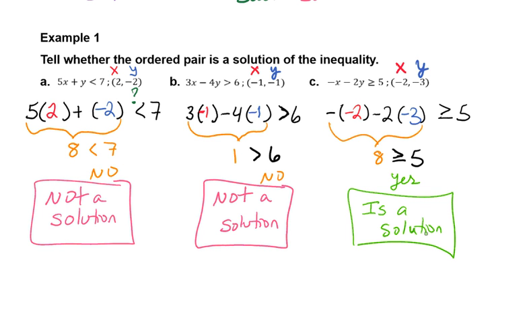That's how you can tell if an ordered pair is a solution to an inequality when you're given an ordered pair.